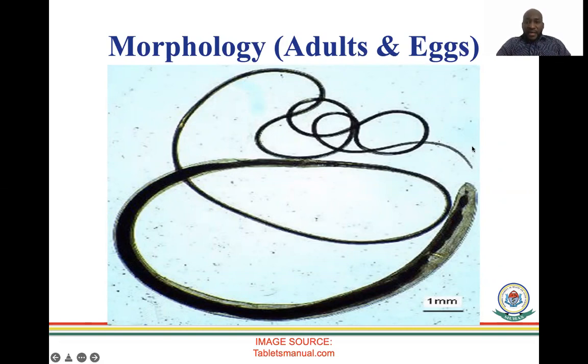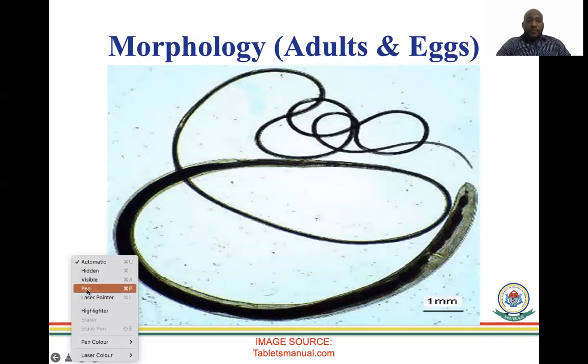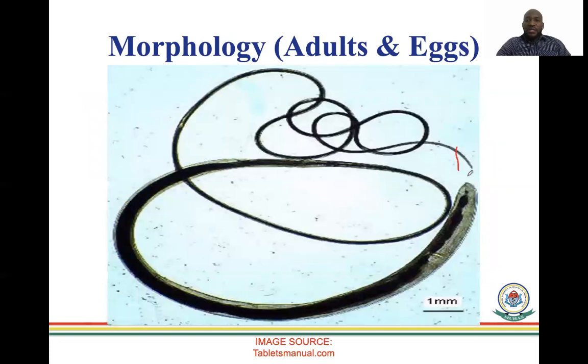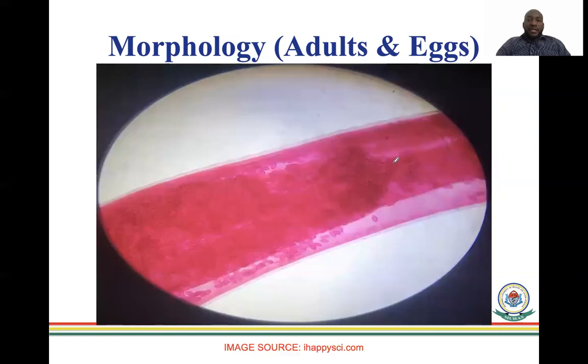And remember, this is the head, the front end, and this is the posterior end. You can see these are the eggs. The posterior end of the female is saturated with a lot of eggs. So this is the reproductive component.